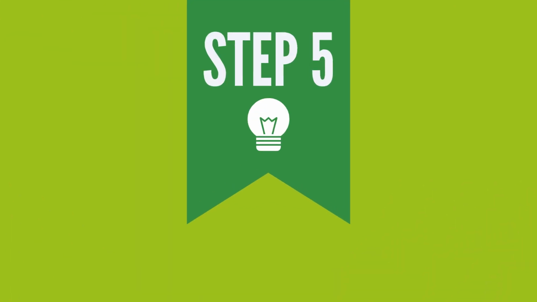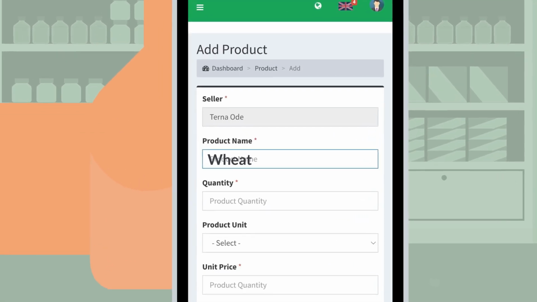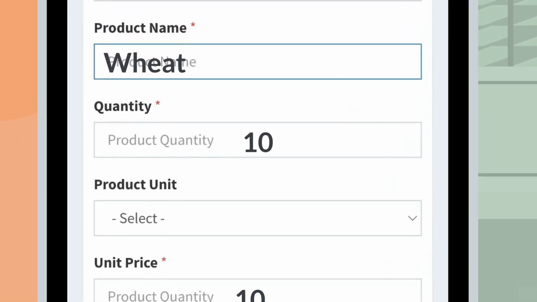Step 5. Submit product details. Fill in the product name, quantity, unit, category, price, image, and location, then submit.